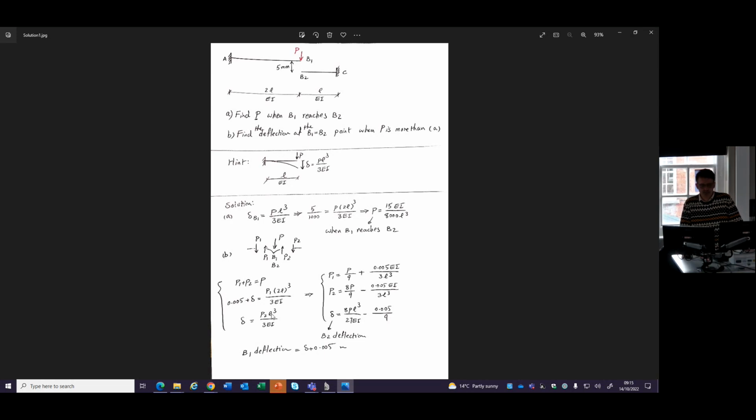I didn't write the details, but for example, take the delta from here and substitute it here, okay? You will get something between P1 and P2. For example, write P1 equal to P minus P2. Substitute P1 into this one, and you will get P2. When you get P2, substitute it here, and you will get P1. And when you get P1 and P2, you can put P2 here and you will get delta. These are three equations, three unknowns. You should be able to solve it.